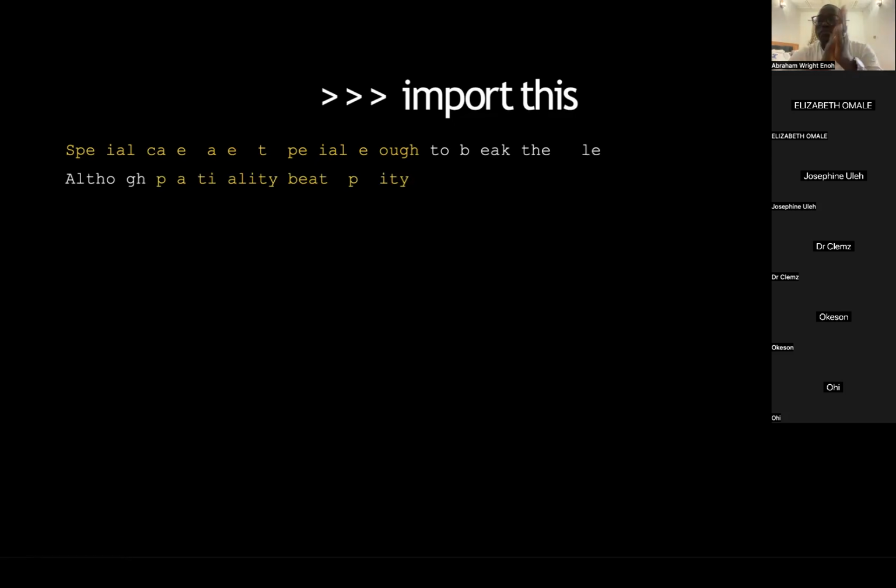Let's move on to time. Guys, let's go there. Although. Though. Although partiality beats piety. No, sorry. Just calm down. Say it. Although practicality.